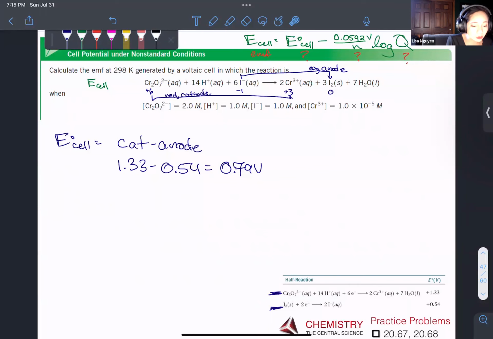But the problem is that we don't have those concentrations, right? So we don't have 1 molarity of everything. So we need to account for Q in this case. But actually, before we move on, let's figure out what N is before we get too far.